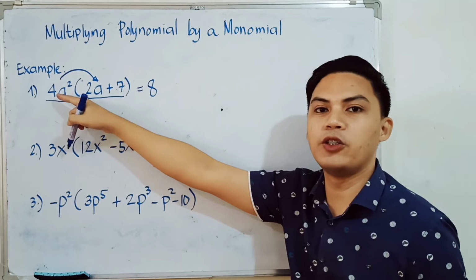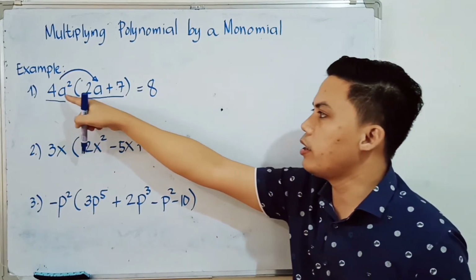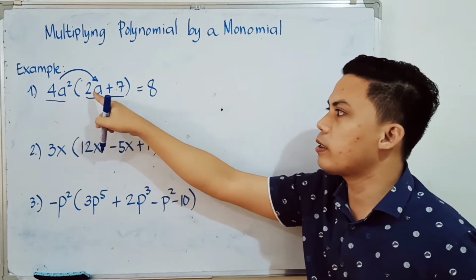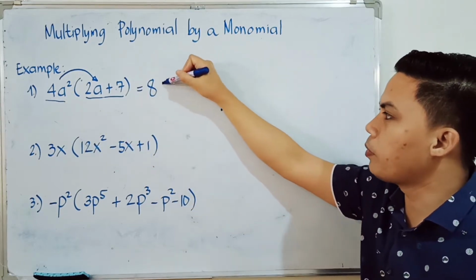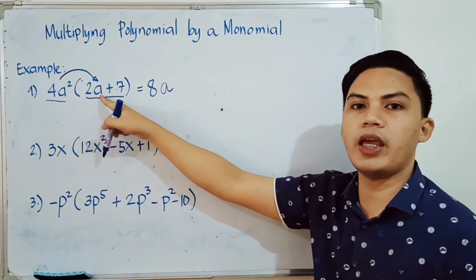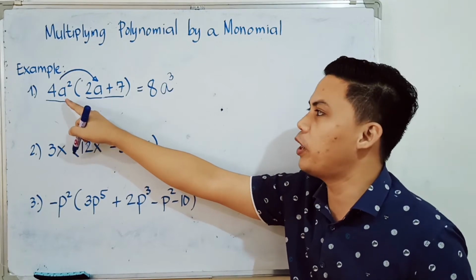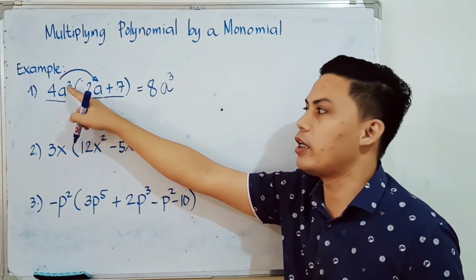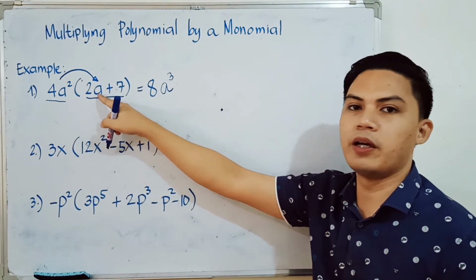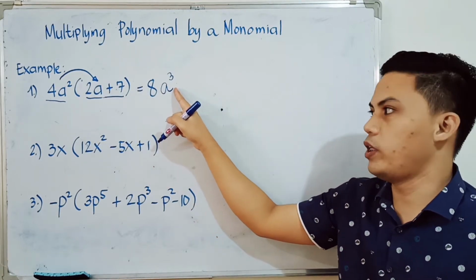So i-multiply muna natin yung mga numerical coefficients. 4 times 2, that is 8. Then since same sila ng base or variable, we're going to copy the variable, then add the exponents. So a squared times a, it will become a cubed. Kasi nga yung exponent ng first variable natin na a is 2 at yung nasa loob naman na variable a is 1. So 2 plus 1 is equal to 3.